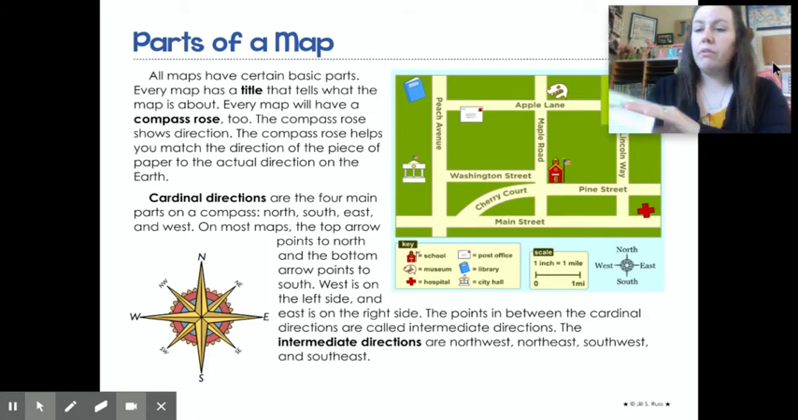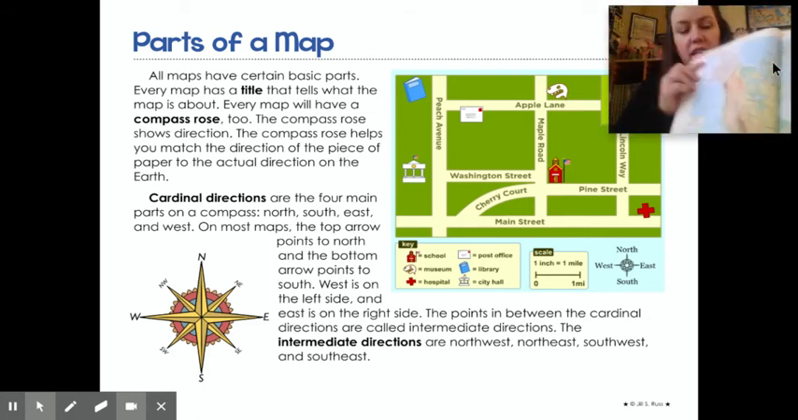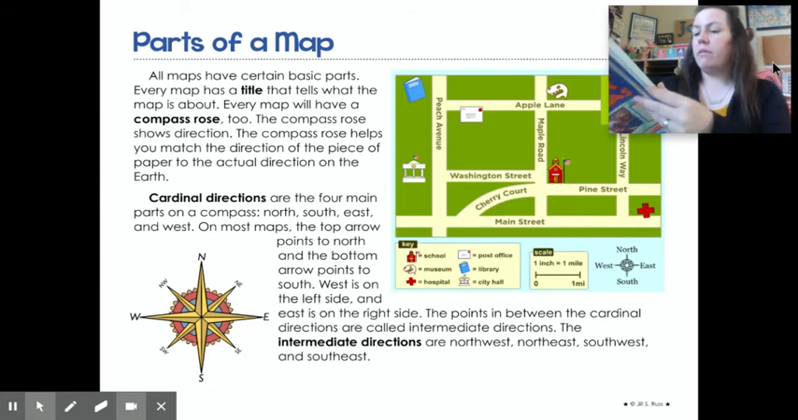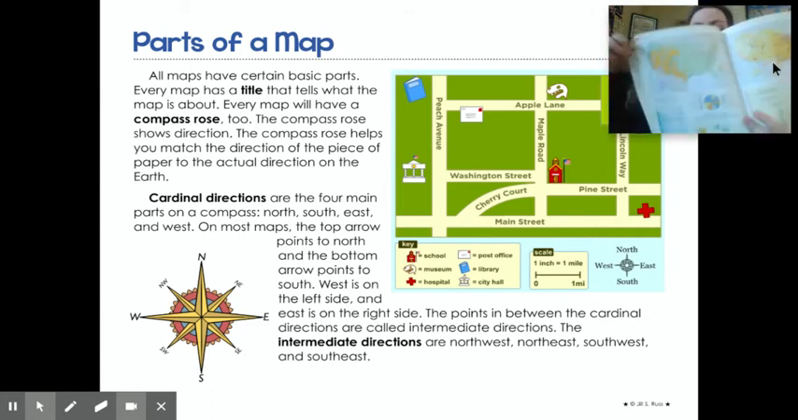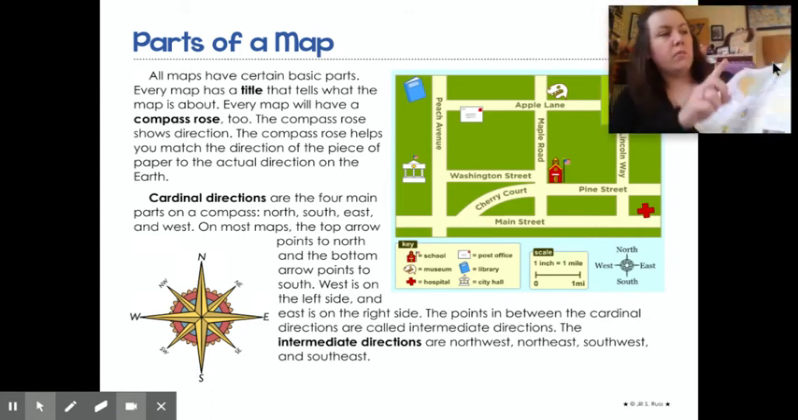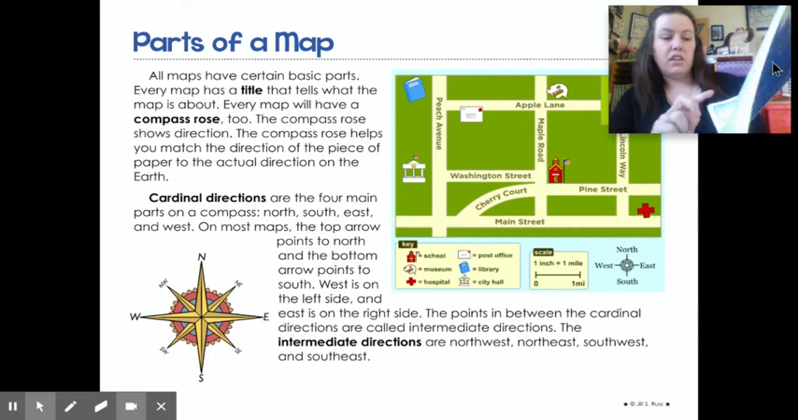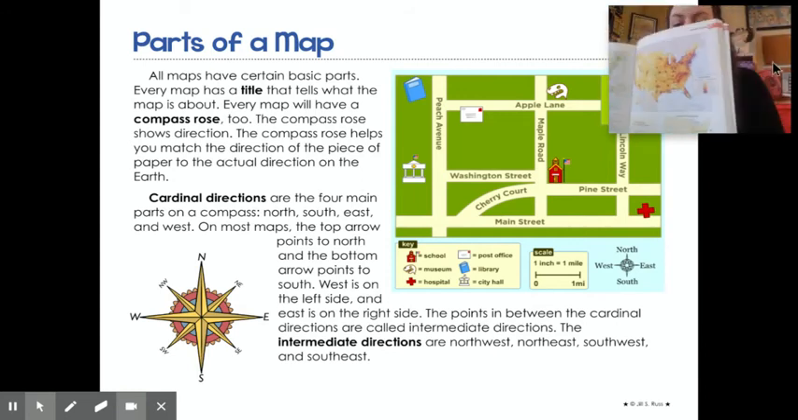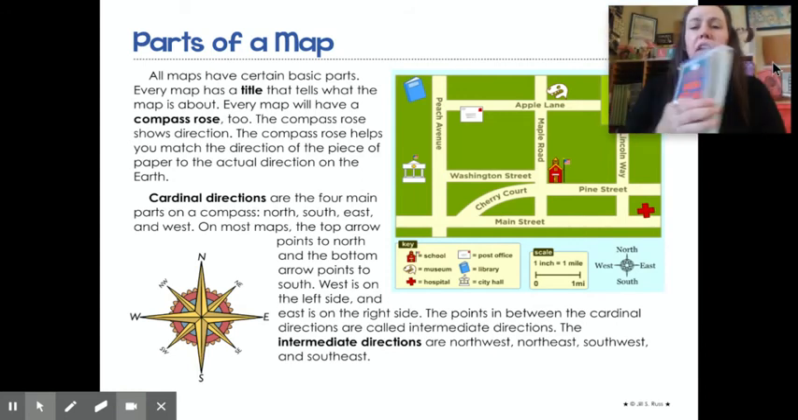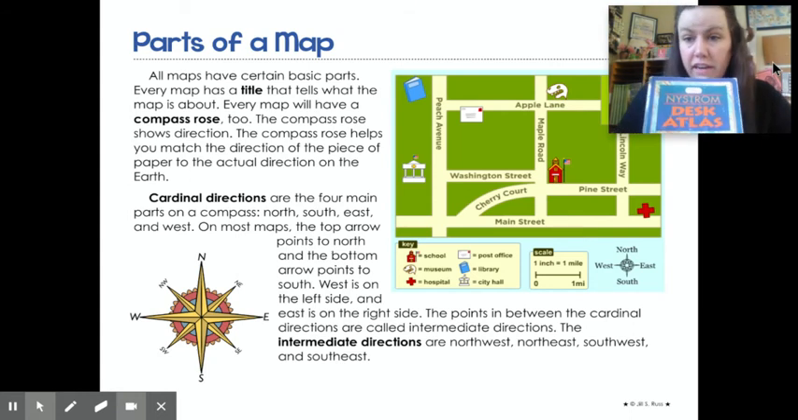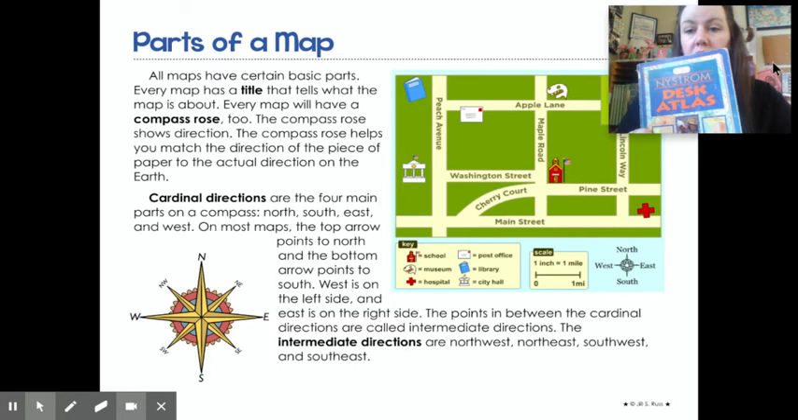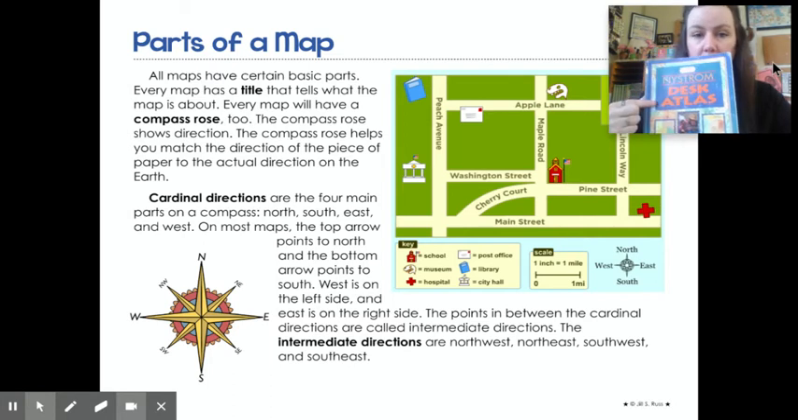So if I go through my atlas here, this is titled Canada. If I flip through the next one, this one is titled United States. This one is titled United States, and it's also the population of the United States. Okay. So every single map is going to have a different title based on the purpose of the map. And you can find all sorts of maps in something called an atlas, okay?